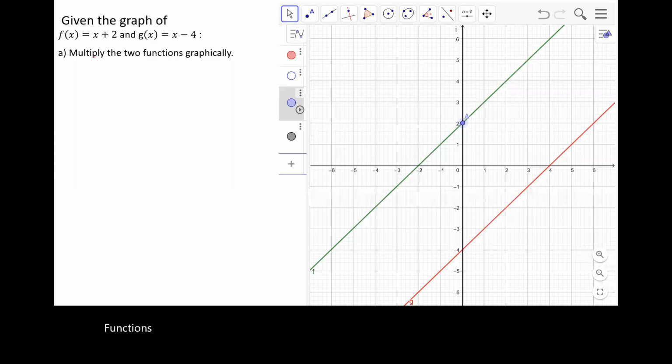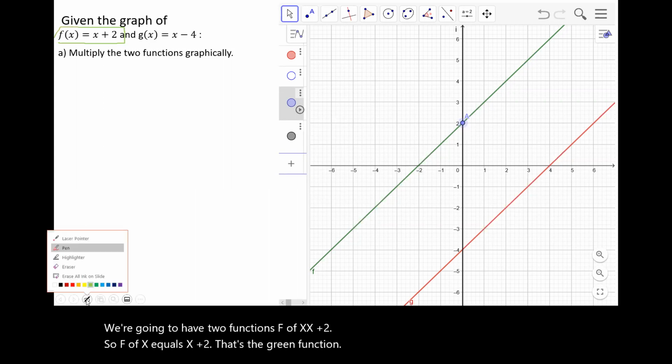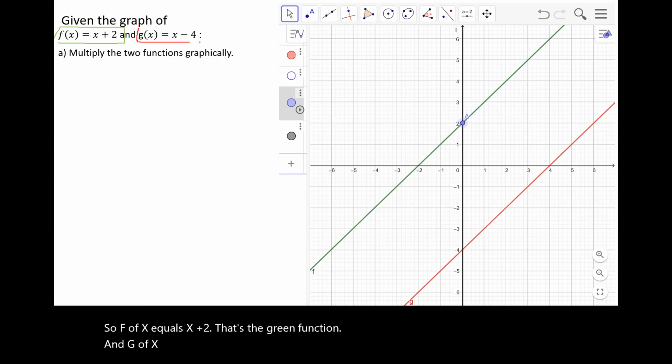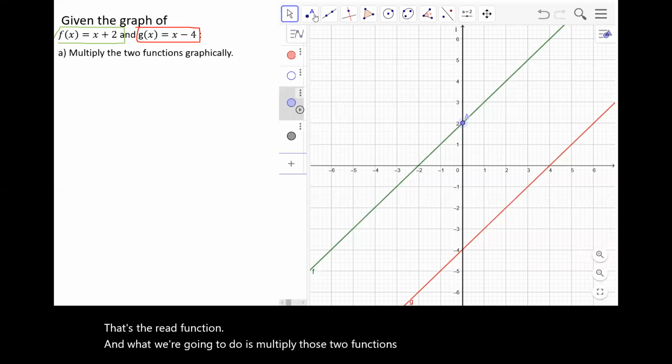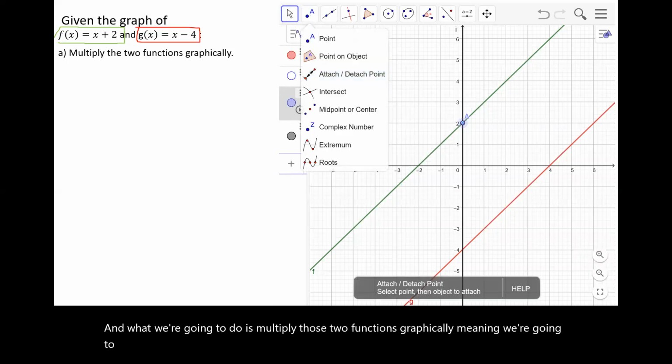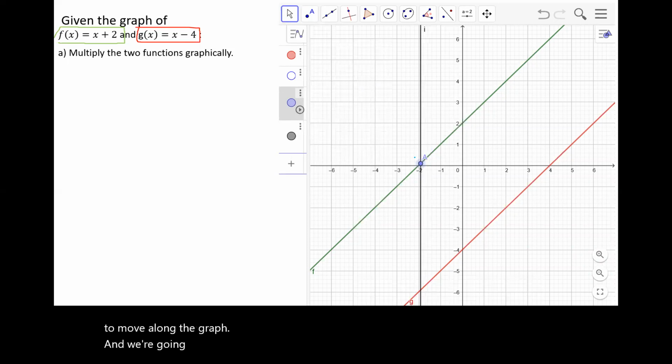Multiplying functions. Let's start with an example. We're going to have two functions: f of x equals x plus 2, that's the green function, and g of x equals x minus 4, that's the red function. What we're going to do is multiply those two functions graphically, meaning we're going to move along the graph and find some values and multiply them together.